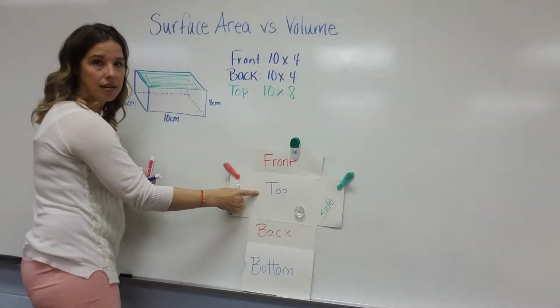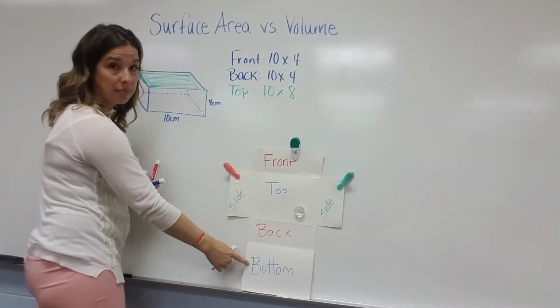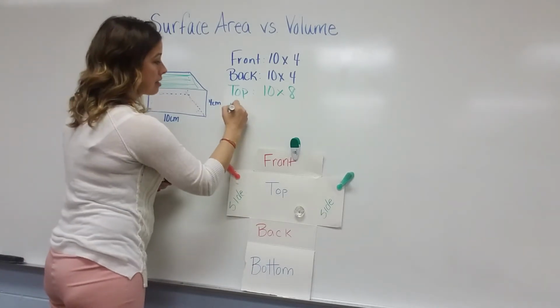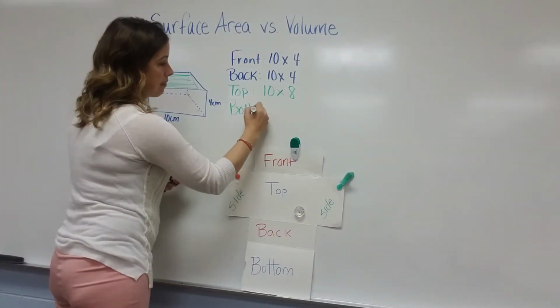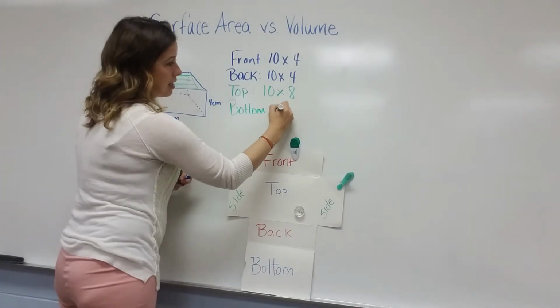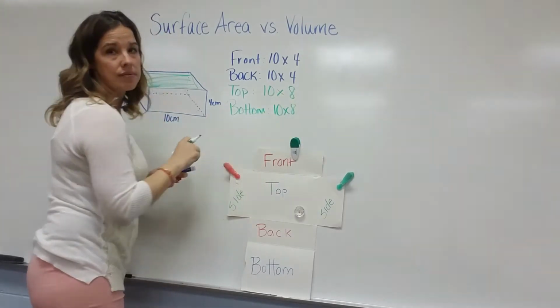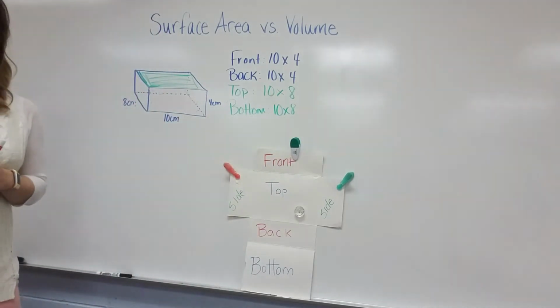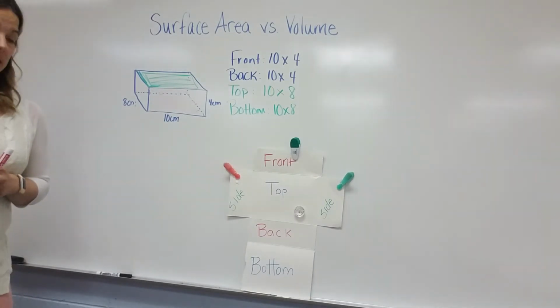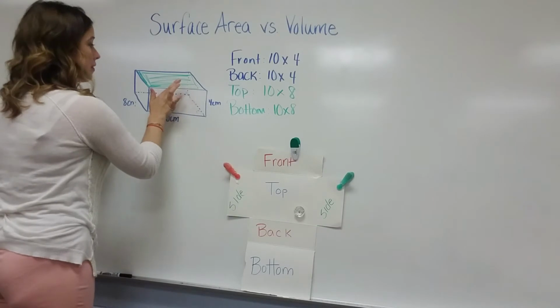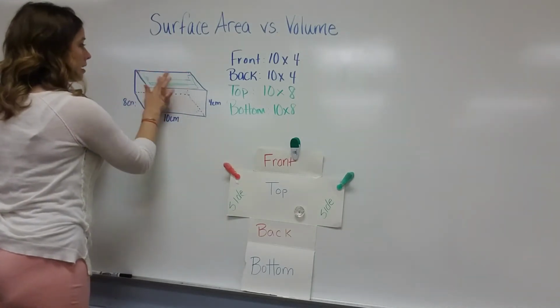Well, look, my top and my bottom are equals, okay? So I have my bottom, and it's 10 by 8 as well, okay? So we have our top and our bottom, we have our front and our back. Now, we need to move on to our sides, okay?